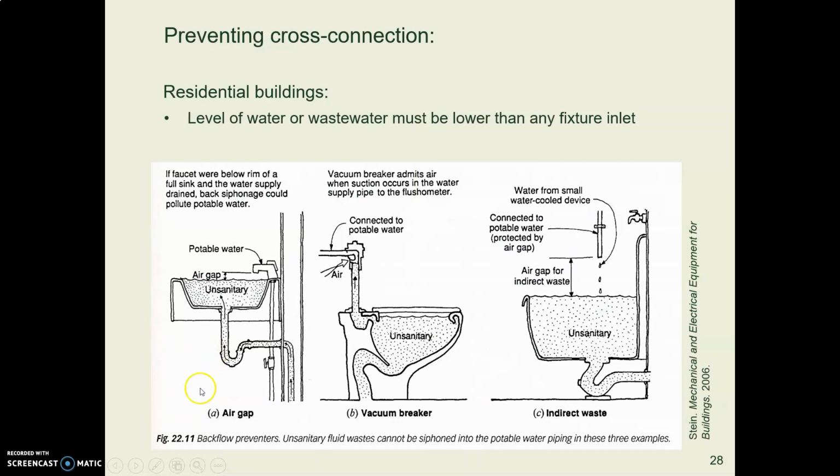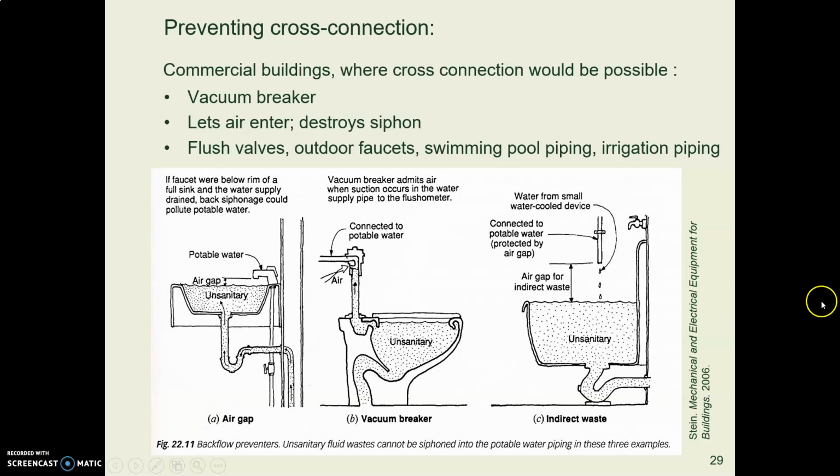So we have P traps, and the water in the waste system has to be lower than any inlet to any water supply fixture. In commercial buildings, we have fancier stuff like vacuum breakers, and you've probably seen those. They look like, I should have put a picture in here, but this isn't commercial, so I guess it's okay. A vacuum breaker has like an upside down U shape. It's a U-shape sticking up in the air.